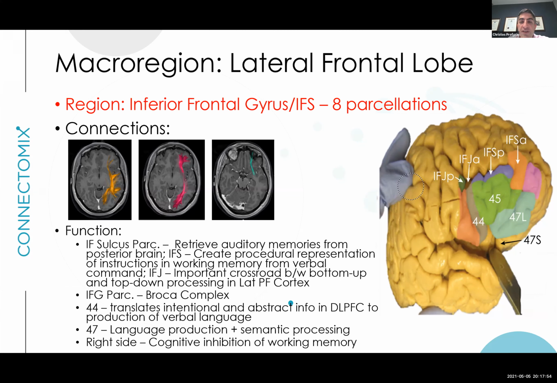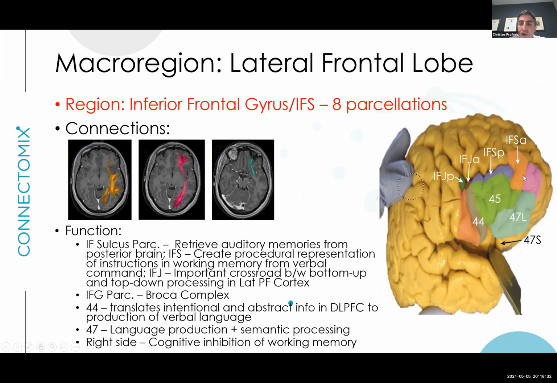Now, what do they do? If we look at the inferior sulcus parcellations, they're very important for retrieving auditory memories by connecting to parts of the brain posteriorly. They're also very important in putting together a set of instructions when we actually hear someone verbally telling us what to do. So they break down that information and make some instructions for us to follow. And the IFJ parcellations are thought to be important in parallel processing, in sort of creating a crossroad between bottom-up and top-down processing of the entire lateral prefrontal cortex.